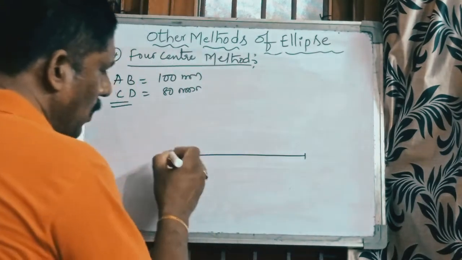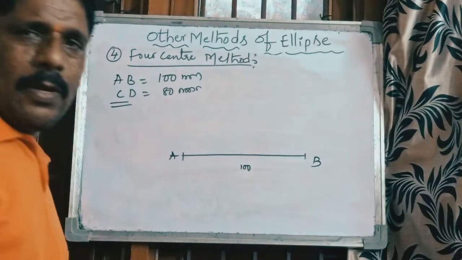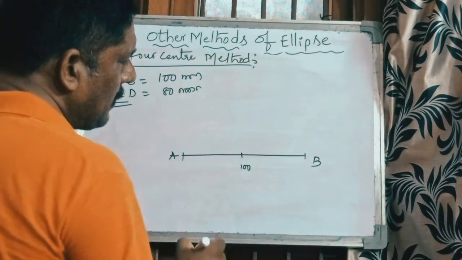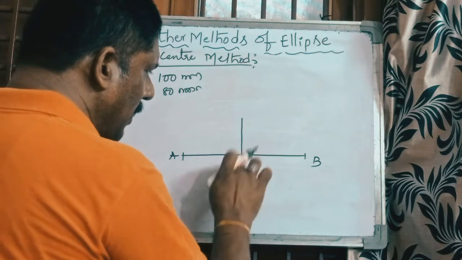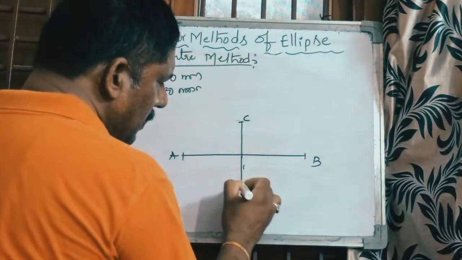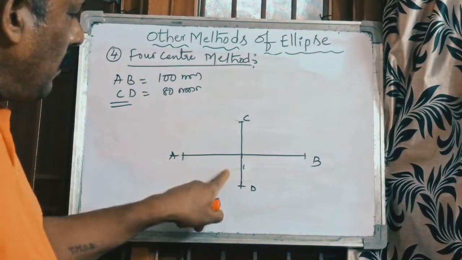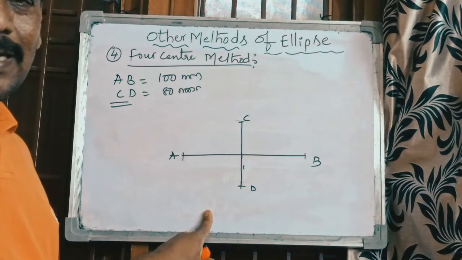The length of the line AB is equal to 100 mm. And CD is equal to 80 mm: take the center point and draw 40 and 40, from here 40. Suppose this is C and this is D. 40 mm plus 40 mm is 80 mm. So the major axis and the minor axis are given.